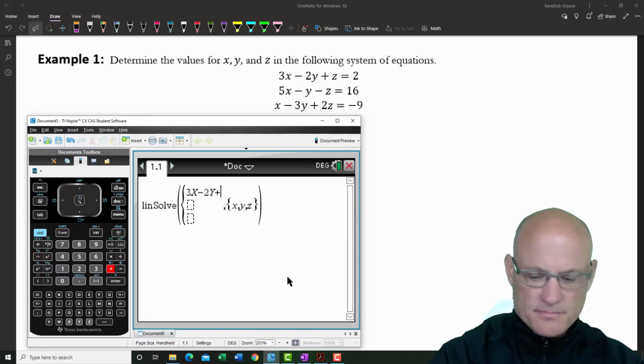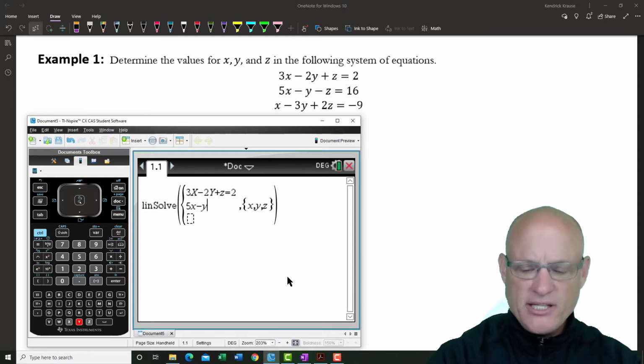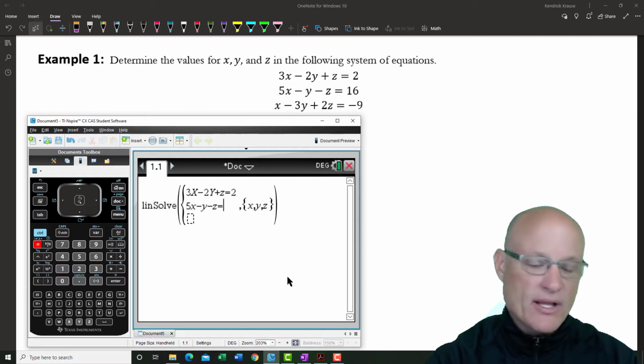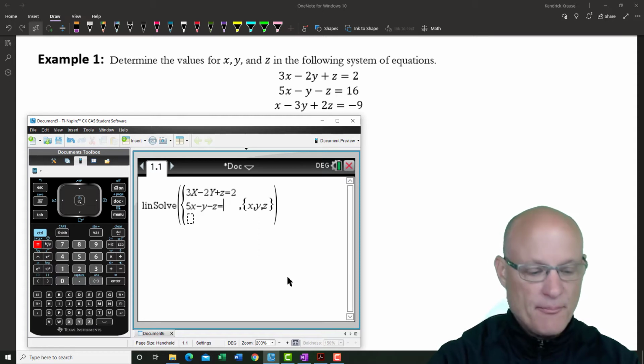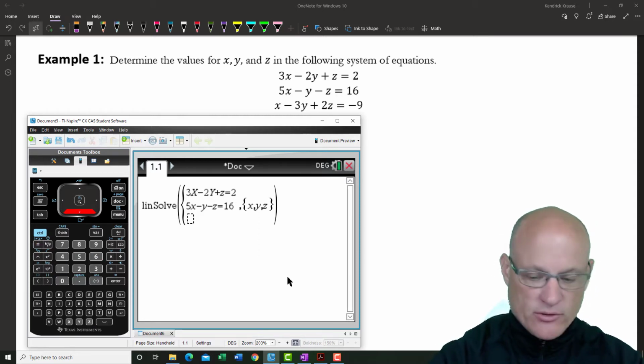Plus z equals 2, 5x minus y. Now, your teacher's never going to have these things come out to be something like negative 256 over 8 or whatever. Well, actually, it would turn out to be a nice number. But make sure your answers don't turn out crazy when you do this.